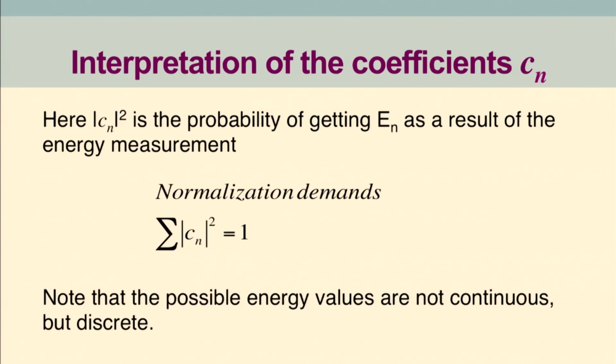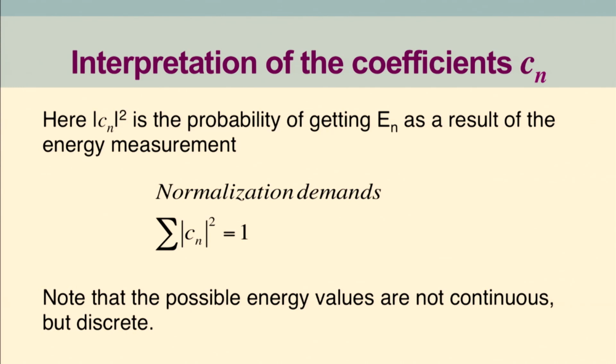Okay. What is the interpretation of these coefficients Cn? Here, mod Cn square is the probability of getting the energy En as a result of the energy measurement. And if you enforce the normalization condition, then one can show that the sum over n of mod Cn square is equal to 1. So with different n values, mod Cn square basically gives the probability of getting the nth energy value.